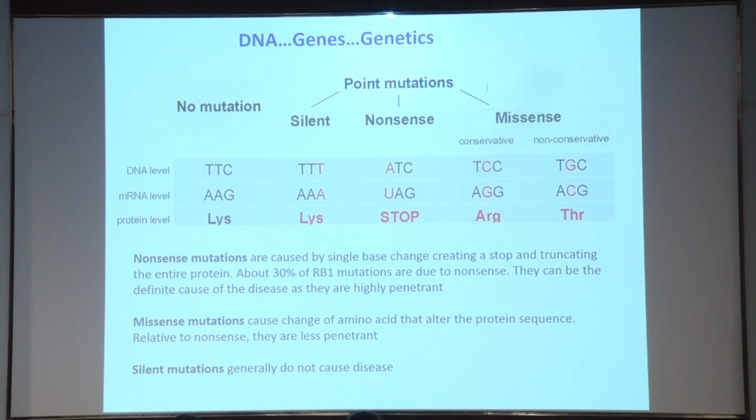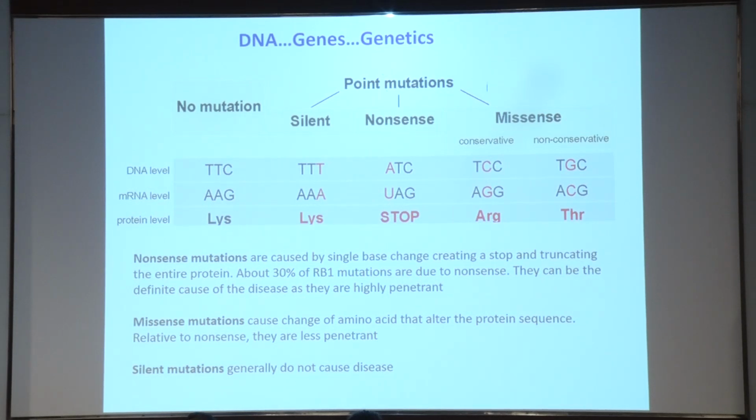Now missense mutations cause a change of an amino acid that can alter the protein sequence, and when you compare it with the nonsense, the missense is slightly less penetrant. So there is a role for penetrance. The nonsense has a higher penetrance, whereas the missense has a lower penetrance. These are also important for us to understand the genetic inheritance pattern.